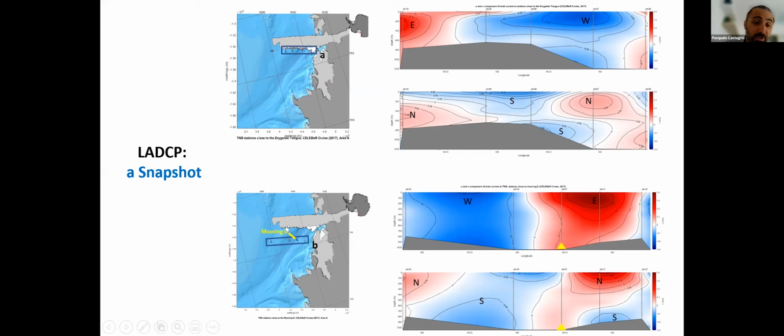While if we go a little bit north, we have a transect of mooring D. Mooring D is the triangle here on the bottom. You can see that we have an opposite situation. On the west side of the bay, we have a northeastward current instead of the northwestward. And on the east side, this part here, we have a southwestward current. But let's look at what we have in the mooring data.